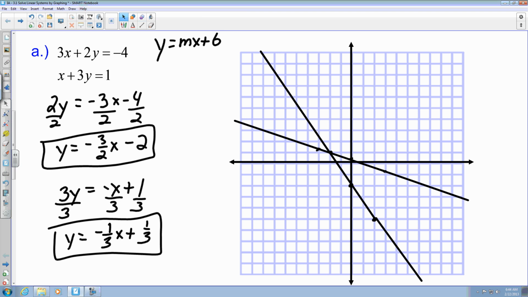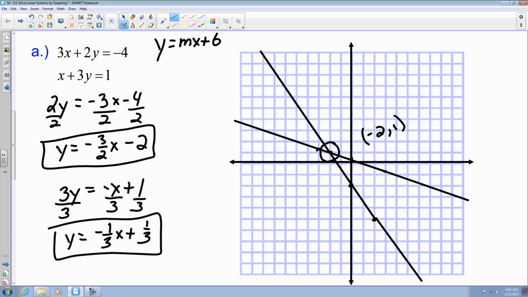And as you notice, I have an intersection right at this location. And I estimate that is about at negative 2 comma 1. So that is my estimation of where I think my solution should be.